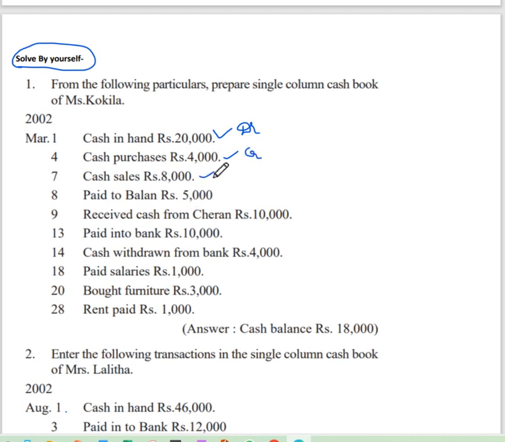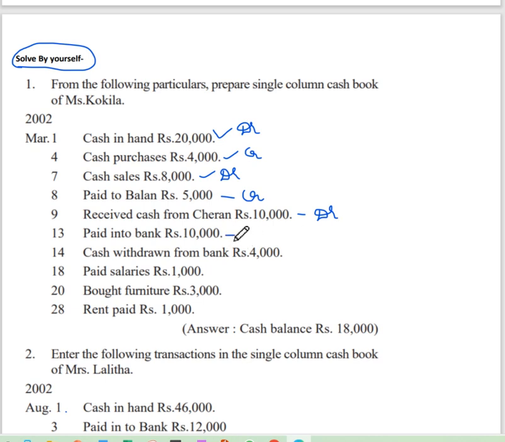Cash sales. We have sold the goods and received the cash. This is a debit side item. Paid to Balan. We have paid the cash to Balan. This is a credit side item, cash payments. Received cash from Charan. We have received the cash from Charan. It's a debit side item.